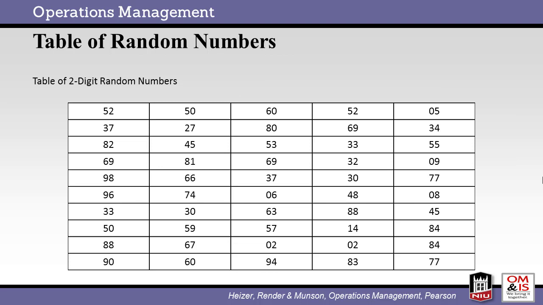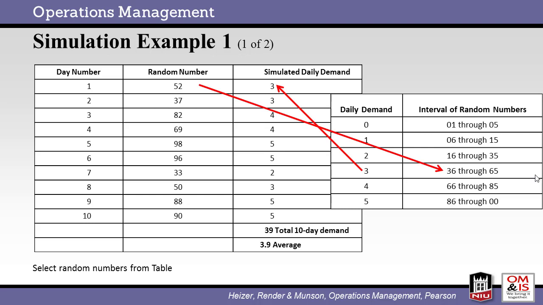Our next step is to select numbers from a table of 2-digit random numbers. Here's an example of such a table. We start at the upper left and select the numbers going down the first column, 52, 37, 82, etc. On this slide, we're going to simulate 10 days of future demand. From the table of random numbers, we add the column of random numbers, 52, 37, 82, to the second column.